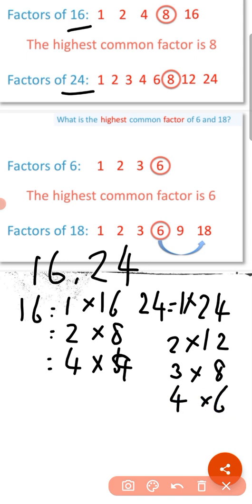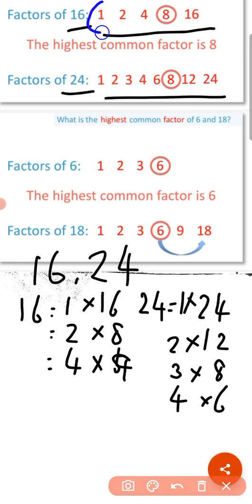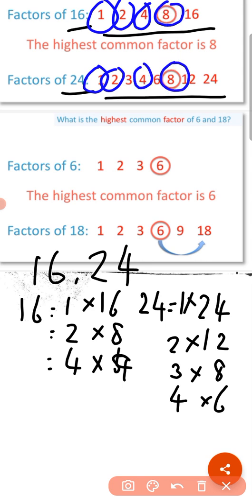So the factors of 16 are 1, 2, 4, 8 and 16. The factors of 24 are 1, 2, 3, 4, 6, 8, 12 and 24. Now children, find the common factors. Common factors: 1, 2, 4, 8. These are the common factors.